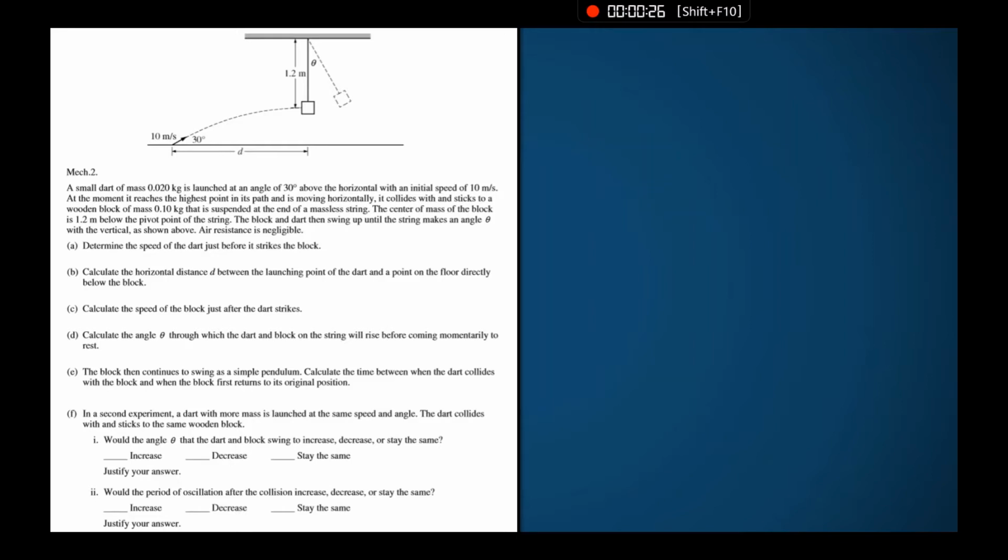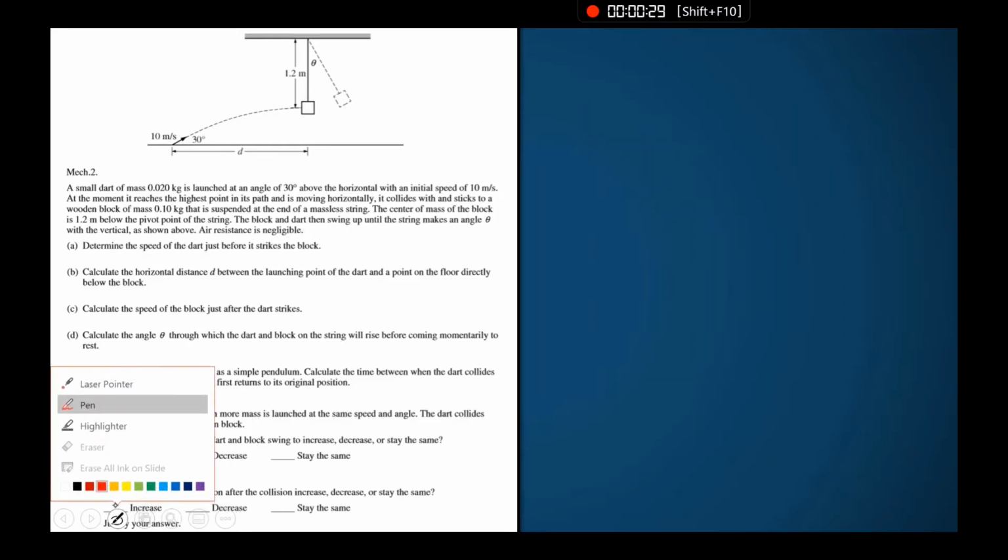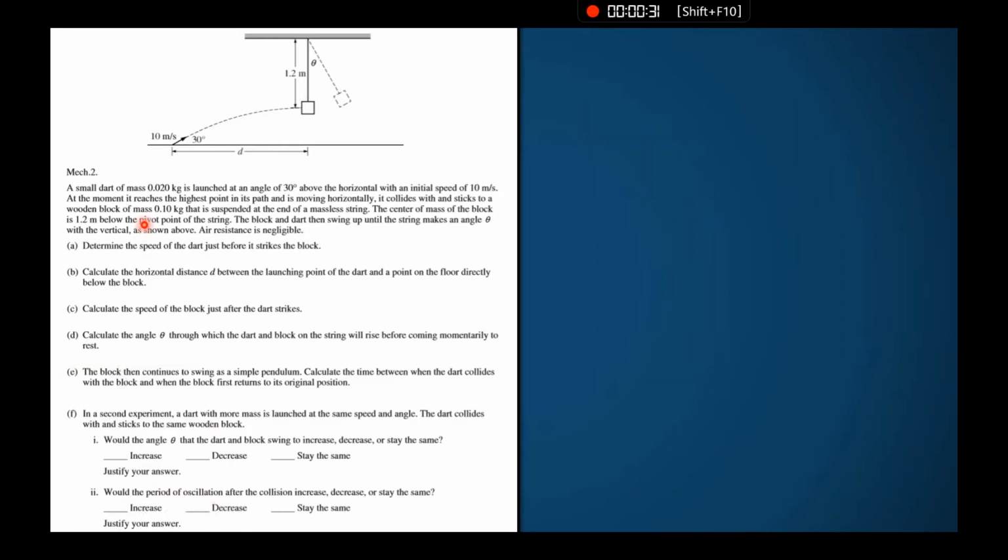So we have a dart with a given mass. We know the mass is 0.02 kilograms, launched at an angle of 30 degrees above the horizontal with an initial speed of 10 meters per second. The moment it reaches its highest point in the path, so this is the maximum height, is the exact moment when it collides with and sticks to a wooden block of mass 0.1 kilograms that is suspended from the end of a massless string. The center of mass of the block is 1.2 meters below the pivot point of the string.